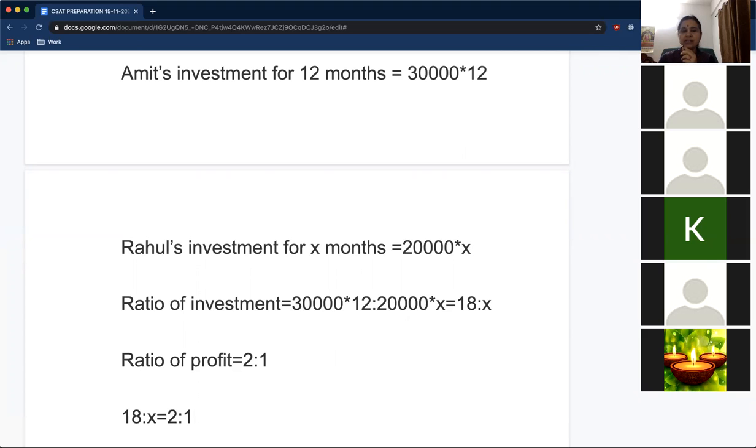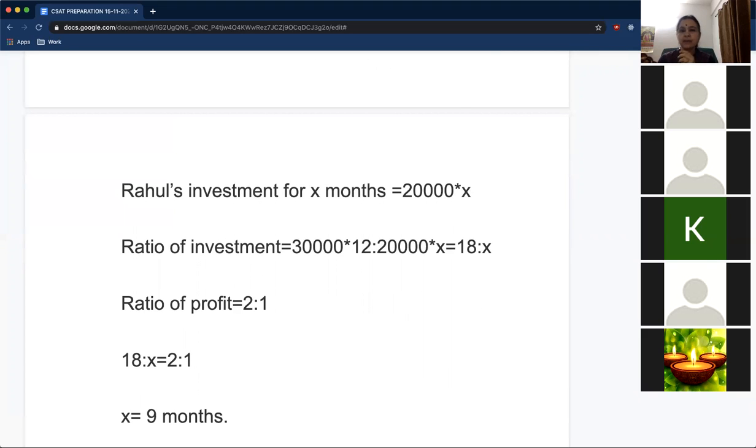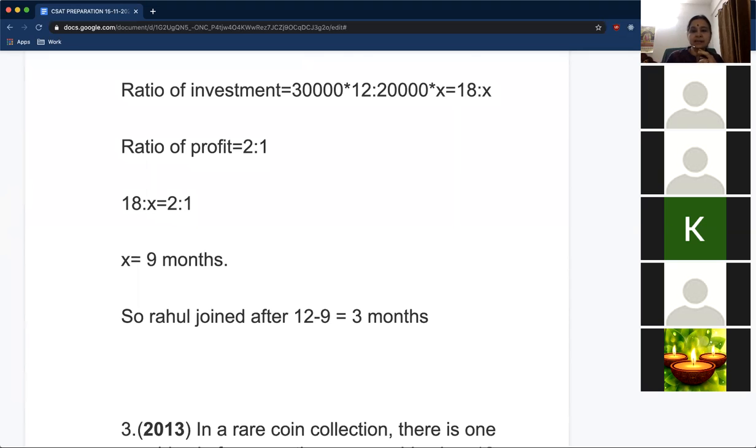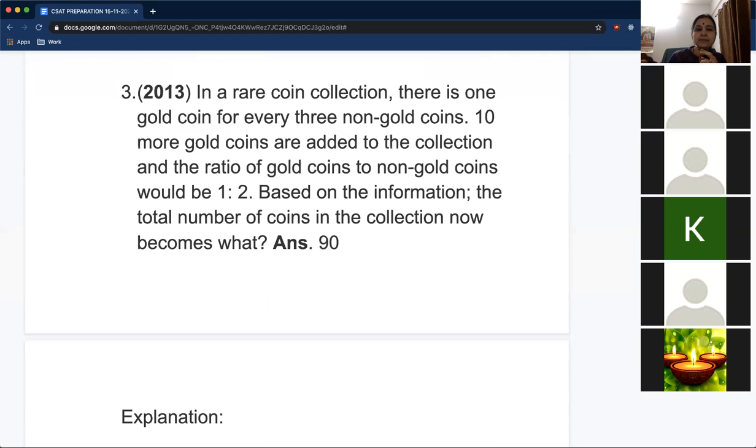Now can you tell me what X is? X will be 18/2, 9 months. Option 9 also will be given to you. But what you need to see is after how many months he joined, given that he has invested for 9 months. That means 12 minus 9. After 3 months he has joined. Is it clear, everybody?